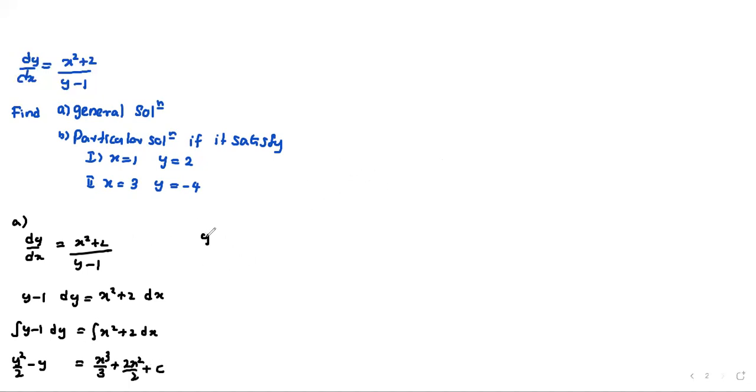Then we can say y squared over 2 minus y equals x cubed over 3 plus x squared plus c. This is the general solution. Depending on c, it can be converted into a particular solution depending on the boundary condition. So this is the answer for part A. Part B, the first particular situation is when x equals 1, y becomes 2.